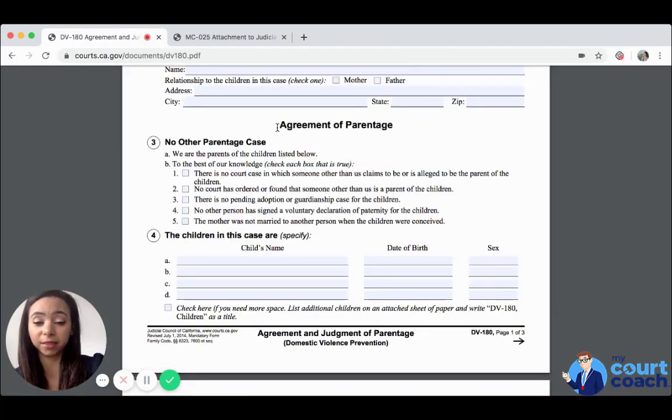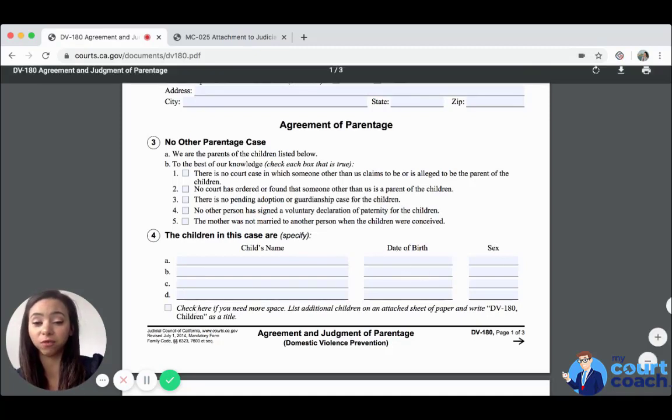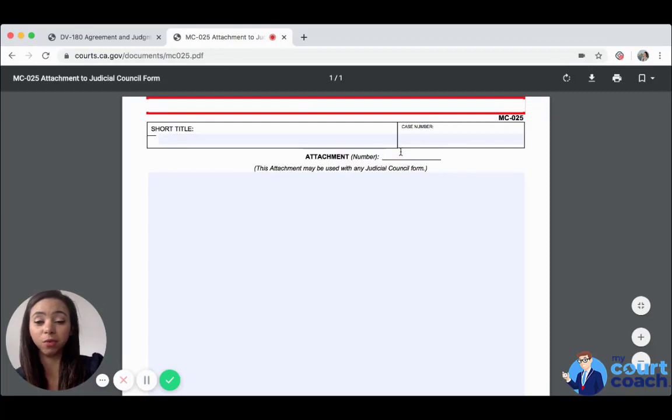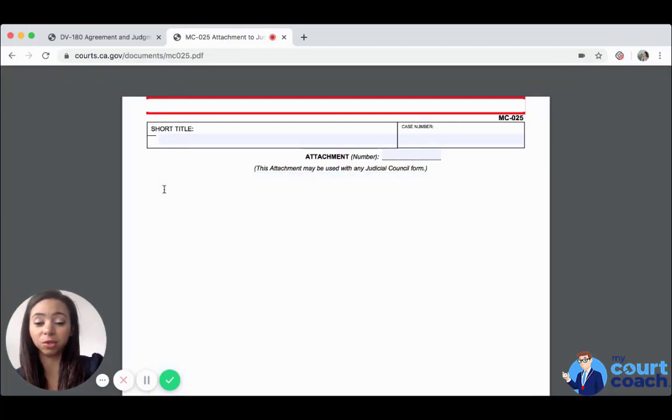Agreement on parentage. So there's no other parentage case. So you both do not have a pending case elsewhere relating to your children about paternity. So you're stating that you are in fact the parents of the children listed below, and you need to write their date of birth and their sex, and if there's more than just 4 children, then make sure you use this MC025 form, and then just type in DV-180, and then type in the children's name, date of birth, and gender.